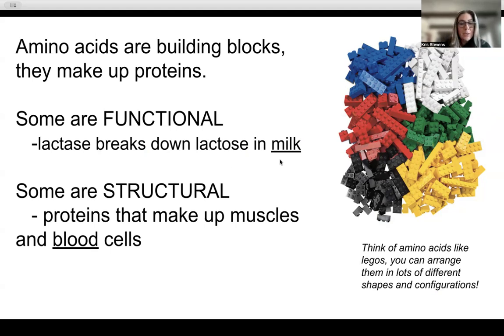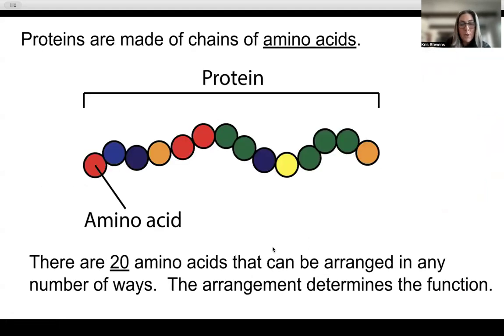So lactase breaks down lactose. If your lactase doesn't function properly, then maybe you're lactose intolerant. Some are structural proteins that make up muscles and blood cells. So proteins control every metabolic function in our body. Proteins are made of chains of amino acids. There are 20 amino acids.